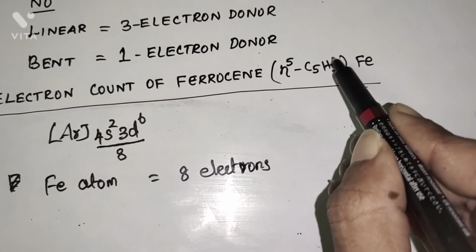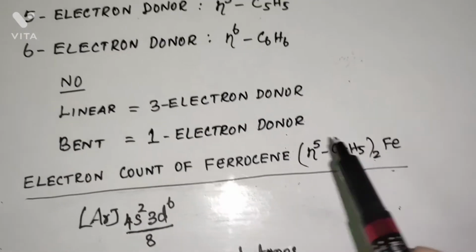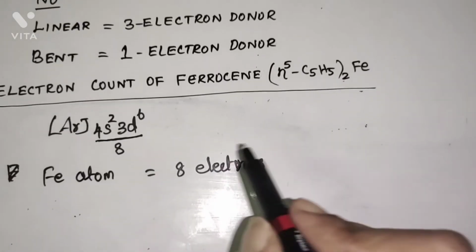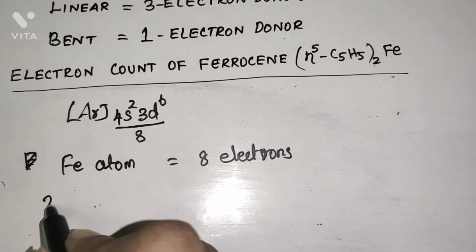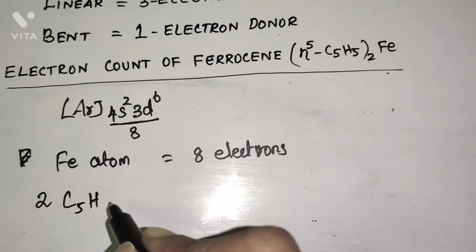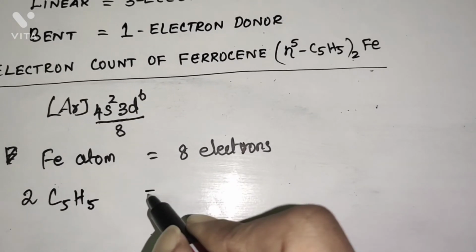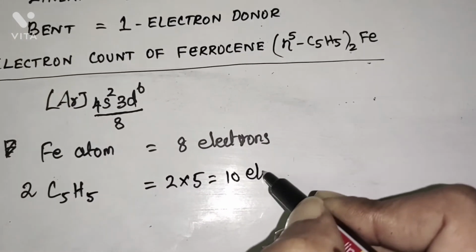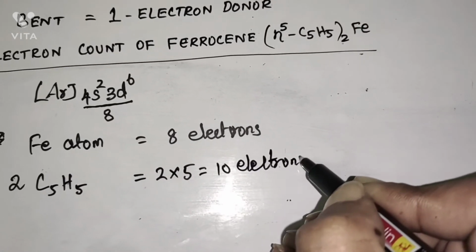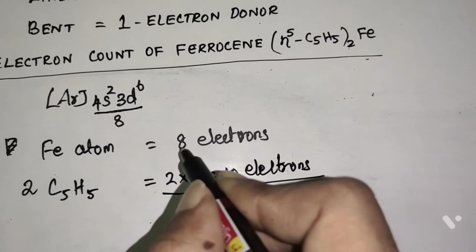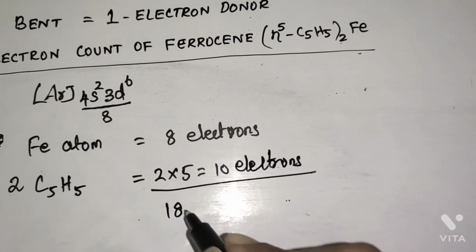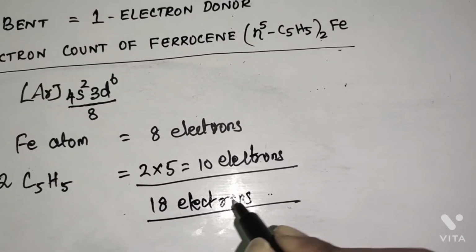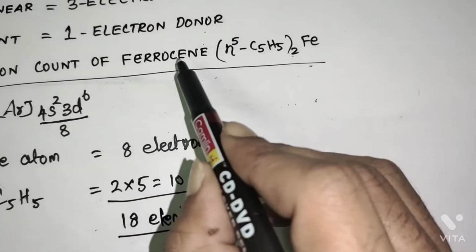In the ferrocene compound, 2 cyclopentadienyl rings are present. C5H5 is a 5 electron donor. With 2 rings, 2 into 5 equals 10 electrons. Now, the total is 10 plus 8 equals 18 electrons. So, 18 electrons are present in the ferrocene compound.